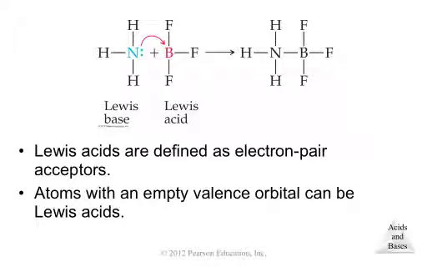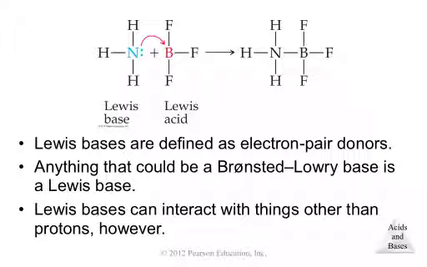So when you are trying to identify Lewis acids, look for metal ions, look for boron, look for H+. Those are all species that have empty orbitals. For Lewis bases, you're going to look for things with lone pairs, negative charges, nitrogen, oxygen especially.